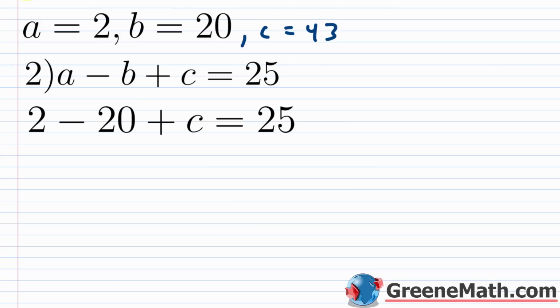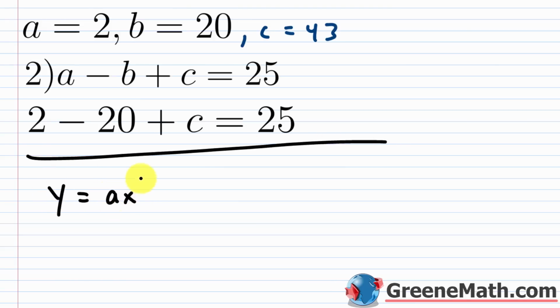So again, just go back to your model. That was y equals ax squared plus bx plus c. We're just going to fill in what we know. We know that a is 2. We know that b is 20.